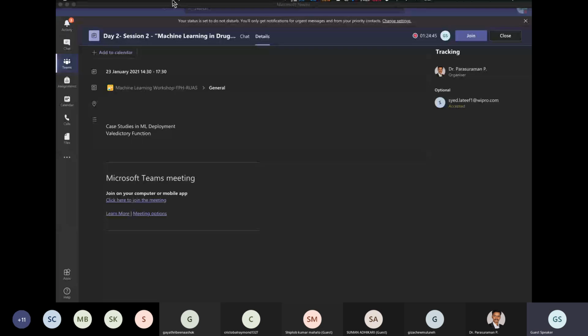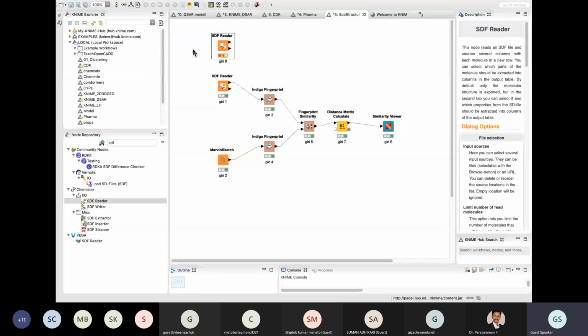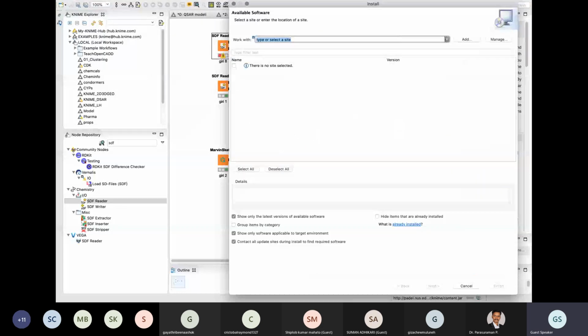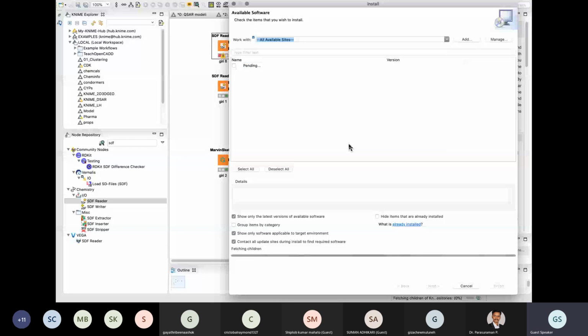I have to go to the Help menu, click on Install New Software. Ensure that you're connected to the internet, and then click on this and say all available sites. It will try to load all possible extensions of KNIME. Some are paid, some are free. It's up to you which one you want to install and which not to install.